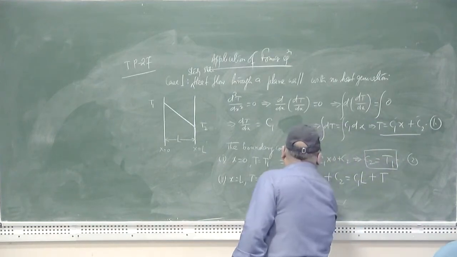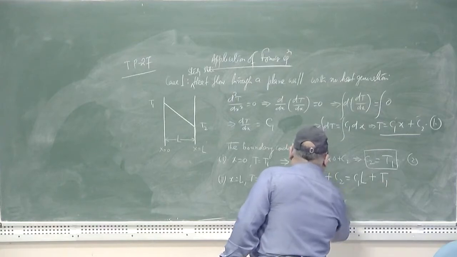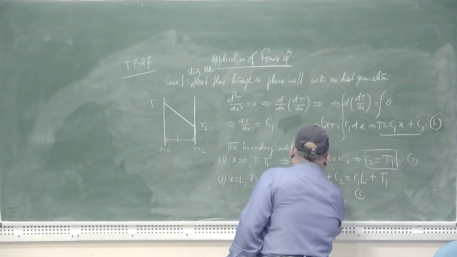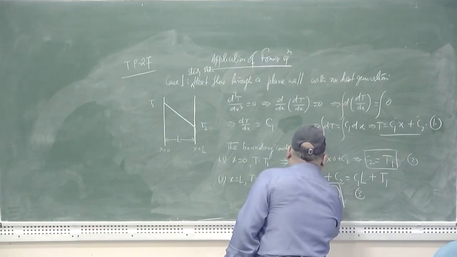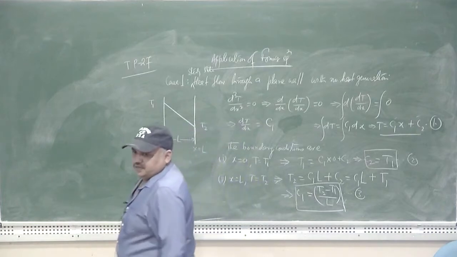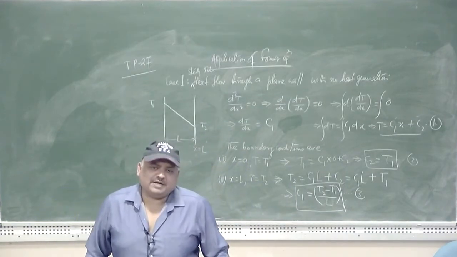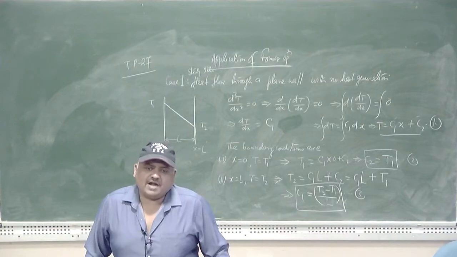So the value of C1 comes as T2 minus T1 divided by L. Let it be equation number 3. This is our value of the first integration constant. So from the boundary conditions, we have evaluated all those required constants here.